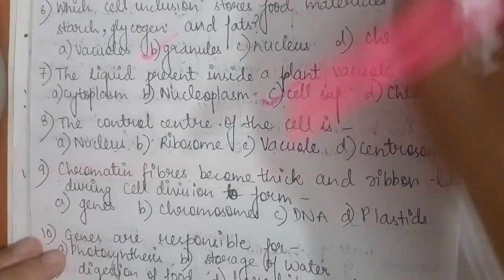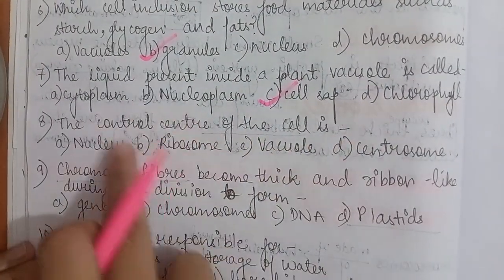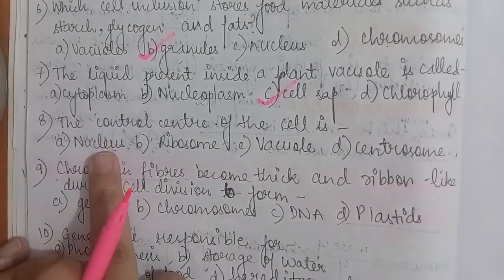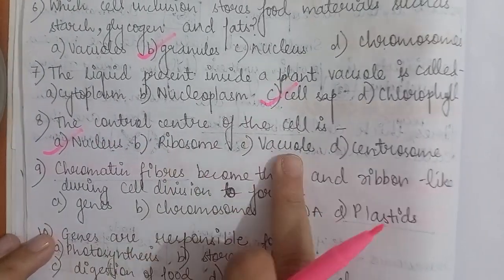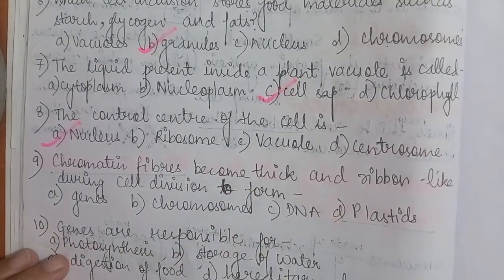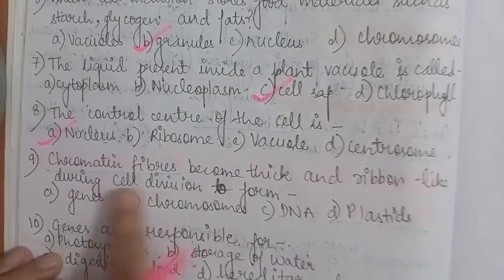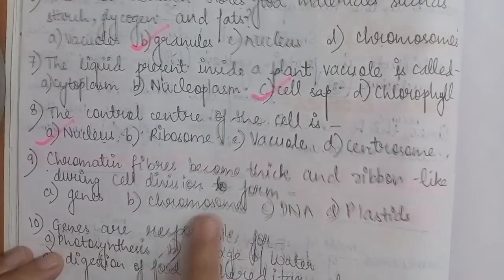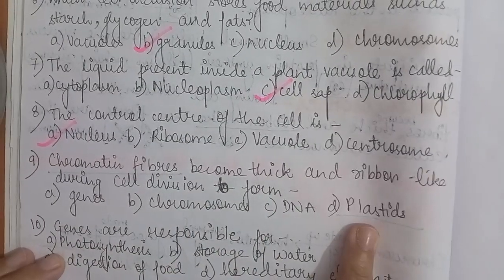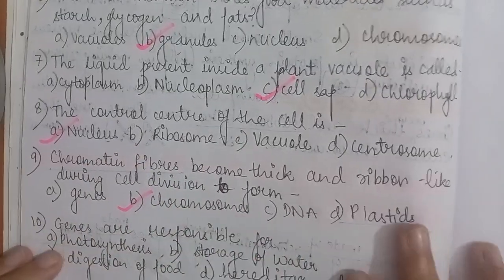Now, the control center of the cell is, meaning it is asking for the principal of the cell. Nucleus, yes, that's the correct answer. Ribosome, no. Vacuole, no. Centrosome, no. Chromatin fibers become thick and ribbon-like during cell division to form genes, no. Chromosomes, yes. DNA, no. Plastids, no. Option B is correct. They were condensing and forming chromosomes.